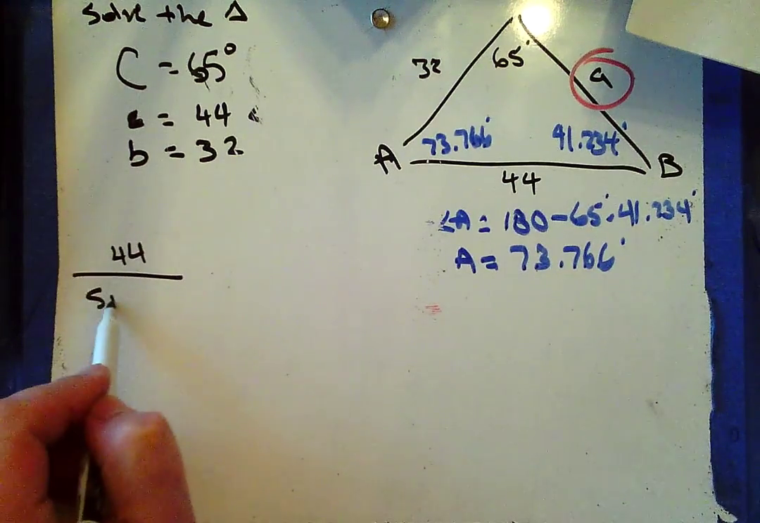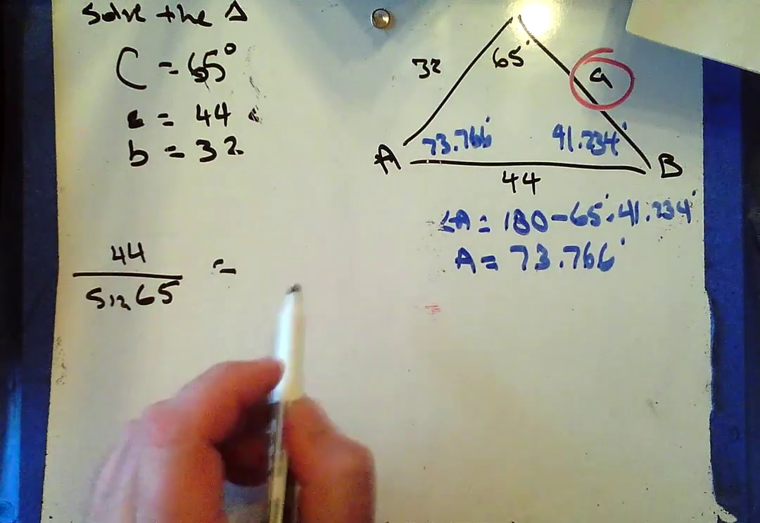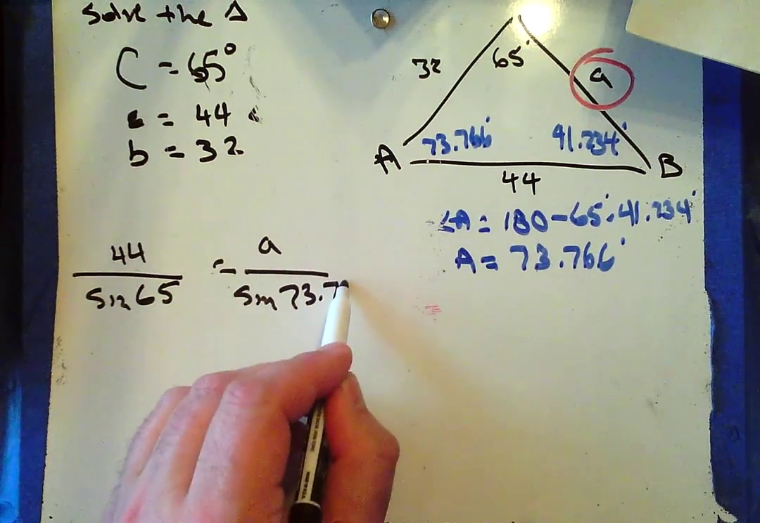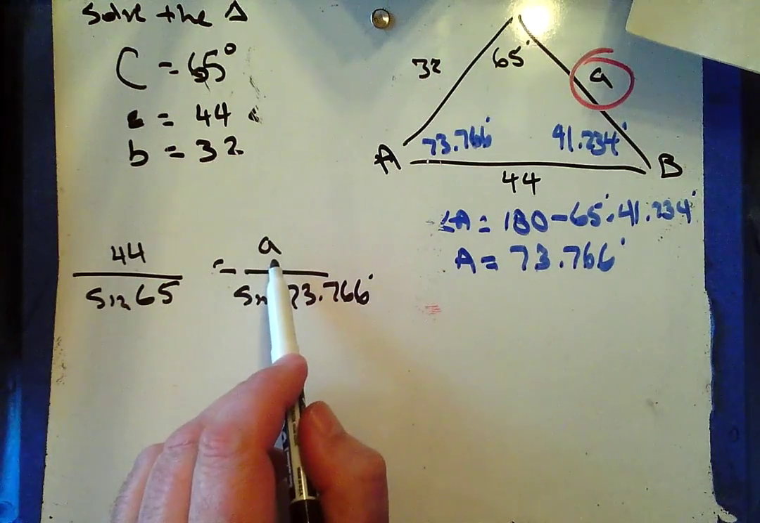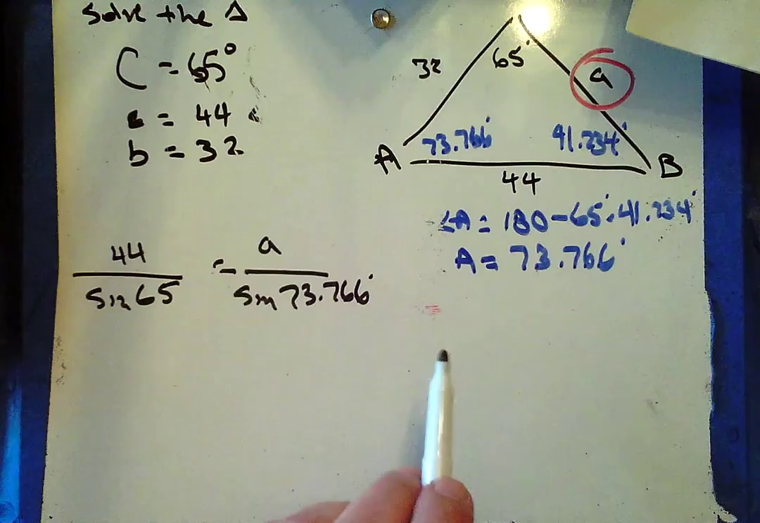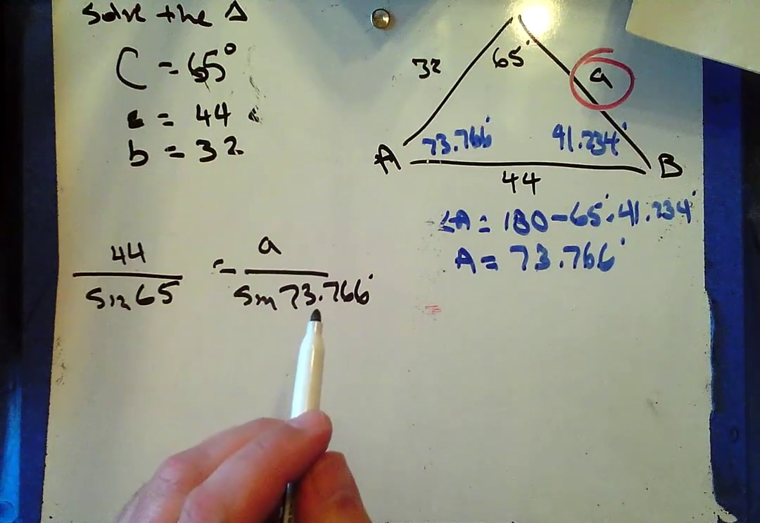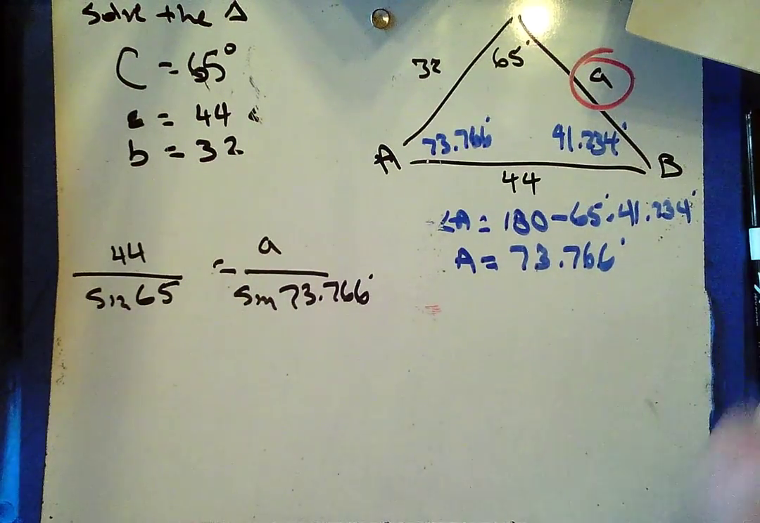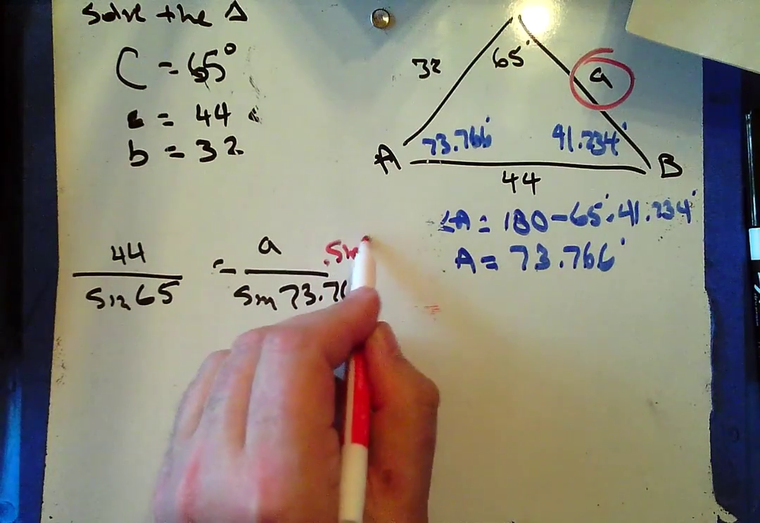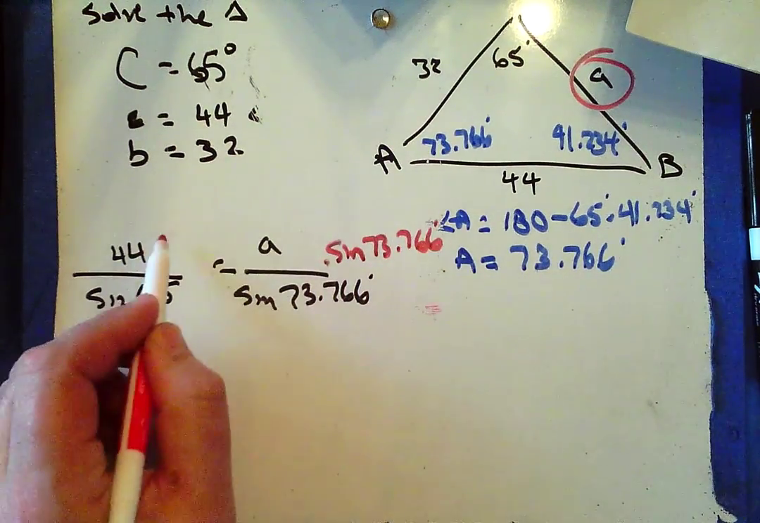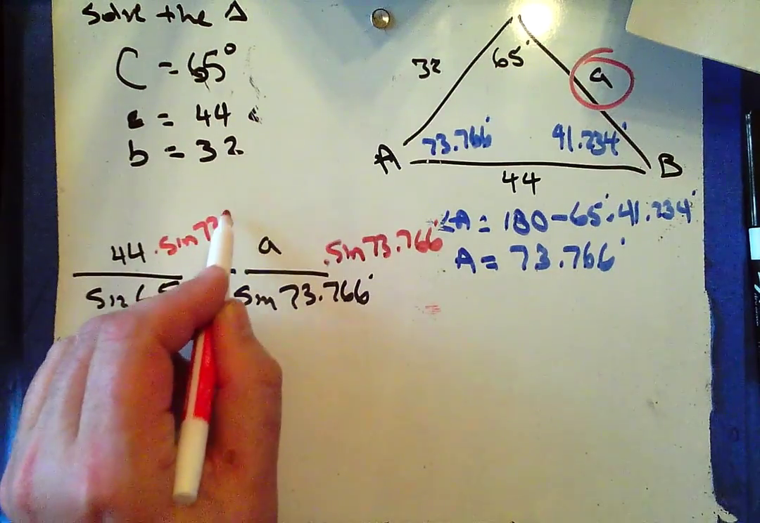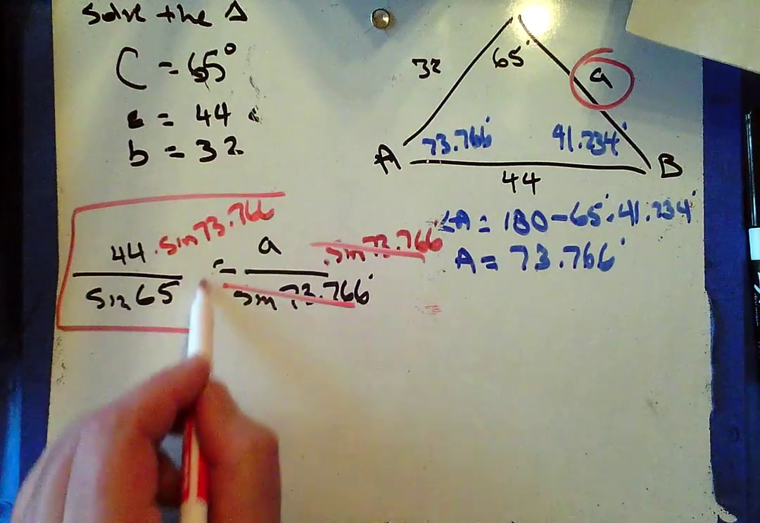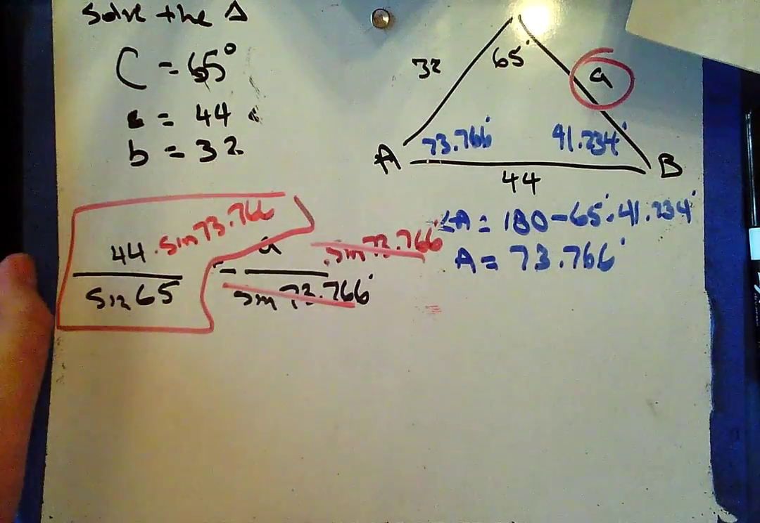So I'm going to say 44 over sine of 65 equals A over sine of 73.766. Notice, because I'm looking for a side, I put the side on top this time. Last time I was looking for an angle, so I put the angles on top. Okay, so I want to solve this equation for A, and to do that, I'm going to multiply both sides by the sine of 73.766 degrees. These will cancel, and so this is my expression for side A.